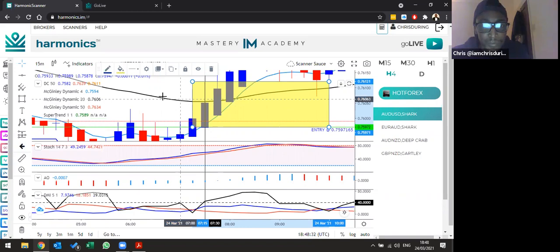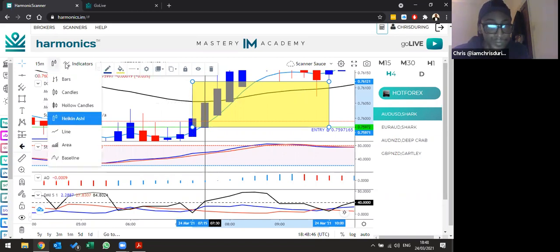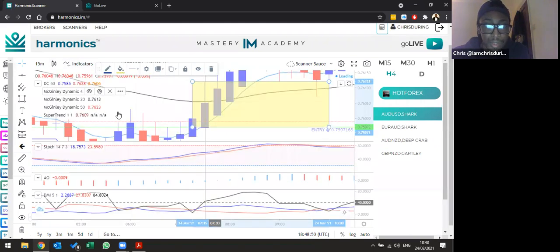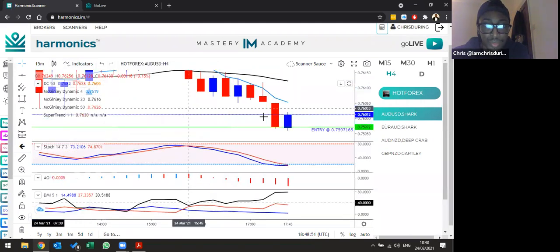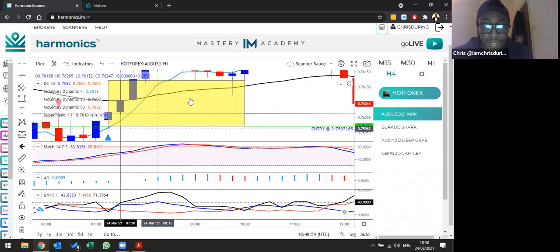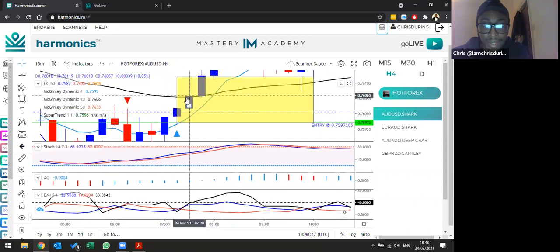The way to do that, what I recommend, is first of all changing from your Heikin Ashi candles to your normal candles, just so you can get an exact price. So if we change it there to candles, and then go back to the left, you'll see that where my line is, this is exactly where that candle was.